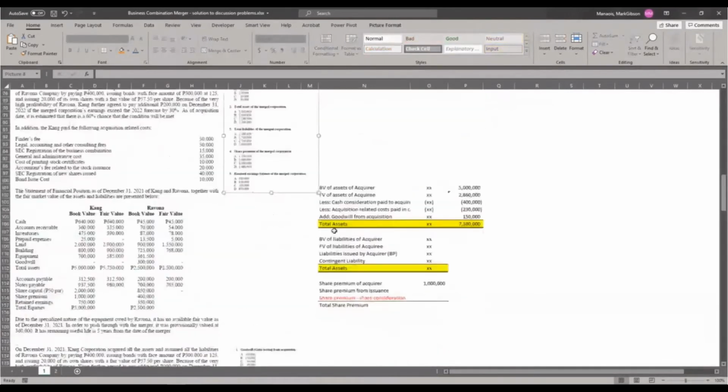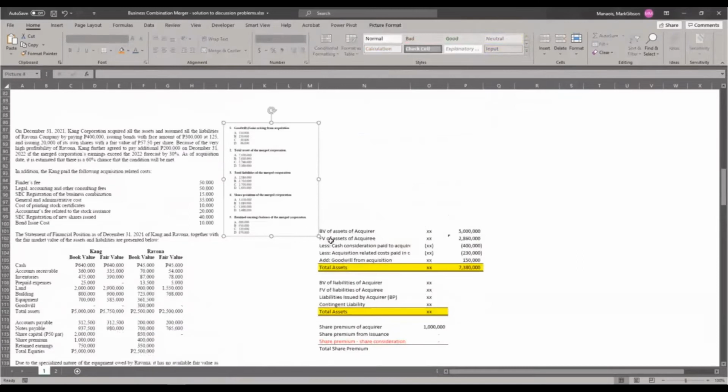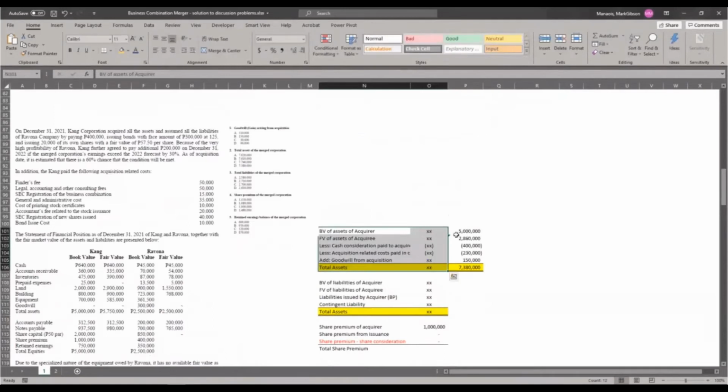Puntahan ngayon natin yung question number 2. Sa question number 2, ang pinapakompute sa atin is total assets of the merged corporation. Actually, class, there is also a template here, pero nalagay ko na siya dyan para side by side sa computation natin. Okay. So we have total assets, no?